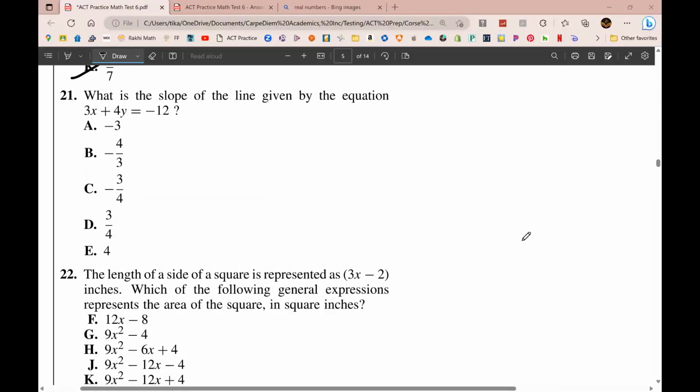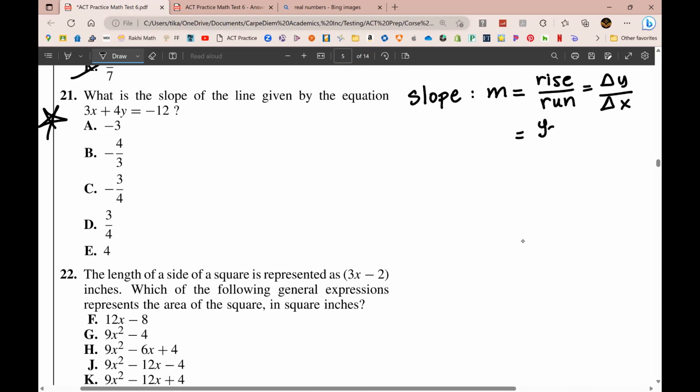Number 21 is so super duper important. Whether it's ACT or SAT, they are definitely going to expect you to know slope, and for good reason. Slope is your m. It's your rise over your run. It's also your change in y over your change in x. Change means two things, like start and final, subtracted from each other. So it's going to be y2 minus y1 over x2 minus x1.